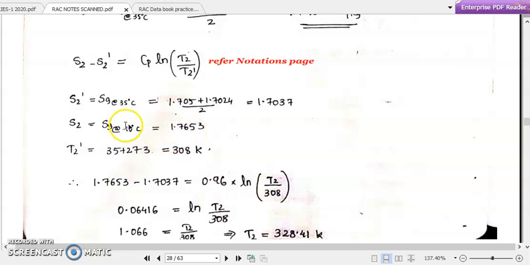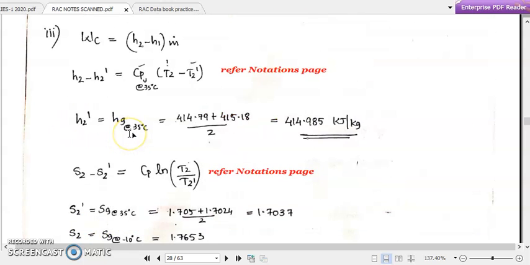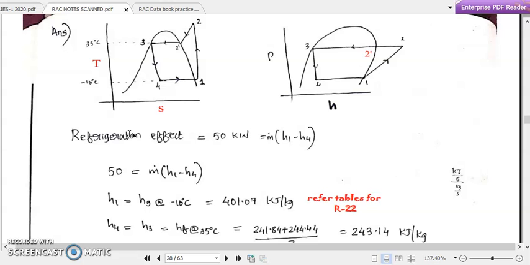Dear students, in the last session we stopped with finding out the value of S2 dash. So after finding out the value of S2 dash, we can find the value of S2. S2 means the entropy of the refrigerant 22 at point 2. Again we can refer back to our pressure enthalpy diagram.